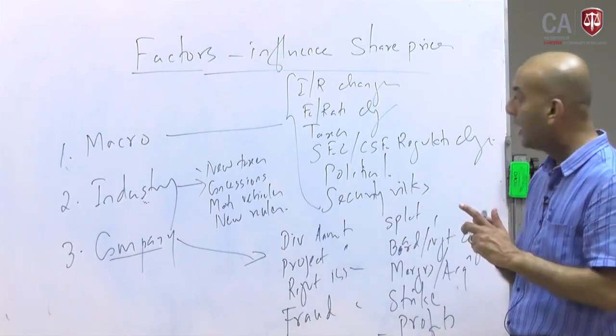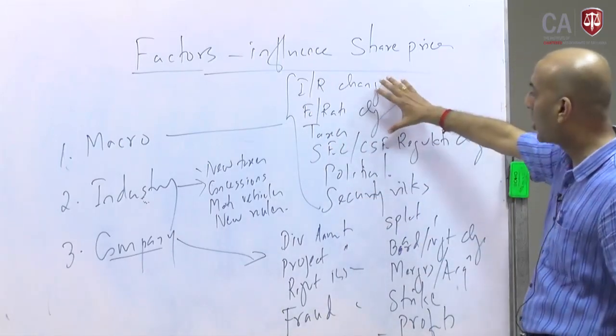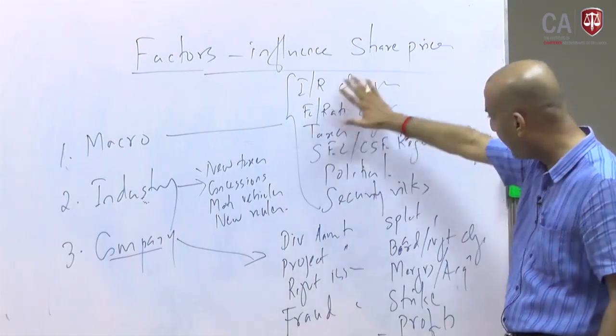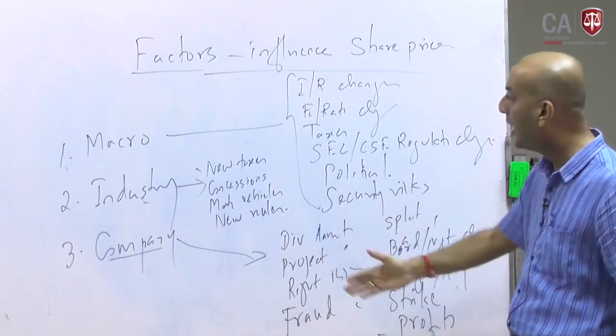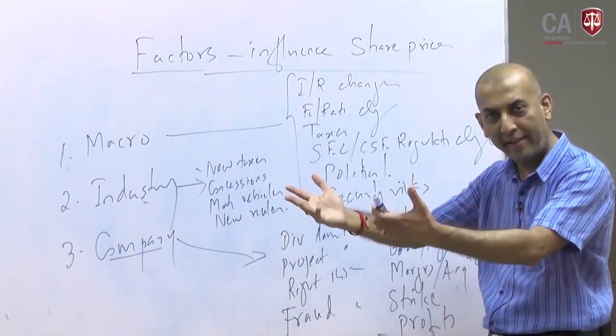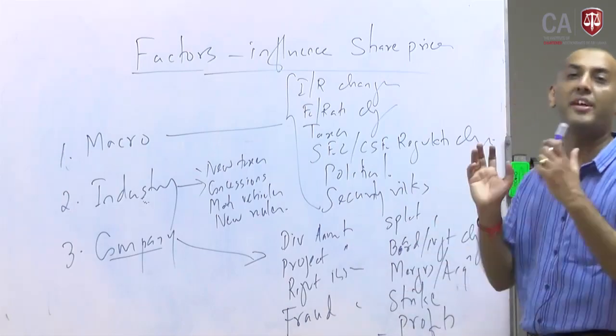So please note, these are various factors. One, we talked about macro factors that impact the entire market. The 290 companies get affected. These are some examples. Industry factors are specific to an industry, where you might have an impact. And these are factors which will impact a specific company.